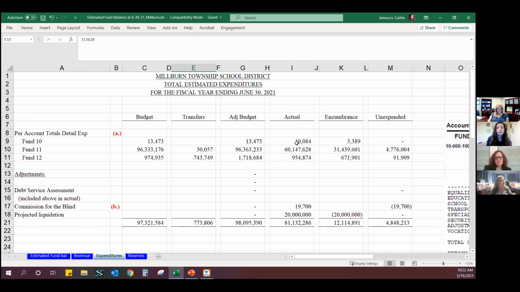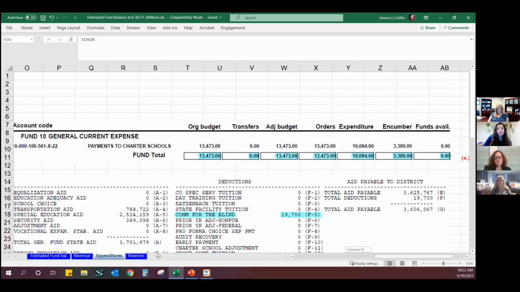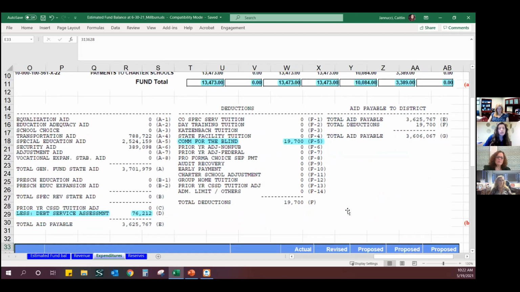So for actuals, there are typically some adjustments that show up on the state aid payment schedule that you want to ensure that you're recording in CSI. I took a screenshot of Milburn's payment schedule, and in blue here you can see some adjustments that affect the district are debt service assessment for 76,000 and also commission for the blind for 19,000.